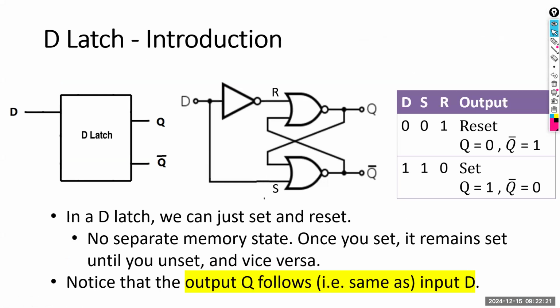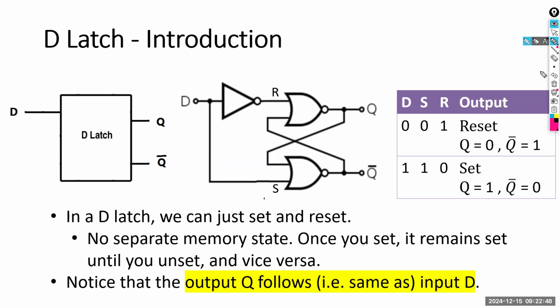Right. So remember in SR latch, we have two inputs: S input and R input. And also, when you look at the truth table, we can see set is S1, R0. Reset is R1, S0. So that means you swap the two things. R becomes S, S becomes R.